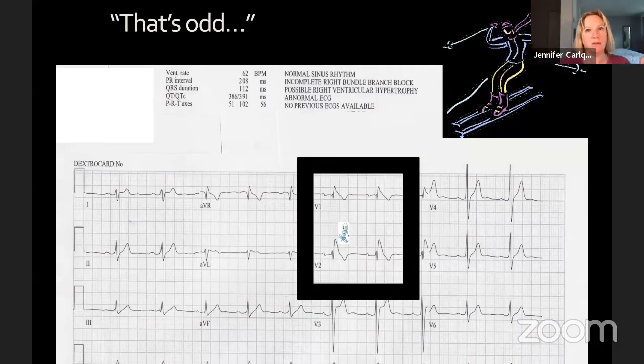So here's the take home: if you see the machine software say incomplete or complete right bundle, that should perk your eye. Be like, okay, I'm going to scrutinize this. And I'm going to show you a way that David taught us how to differentiate a right bundle from Brugada, because that can be difficult. If you just recognize that V1 and V2 have ST elevation, and it's isolated and there's no reciprocal changes, meaning there's no ST depression anywhere, then that's significant for something called Brugada.